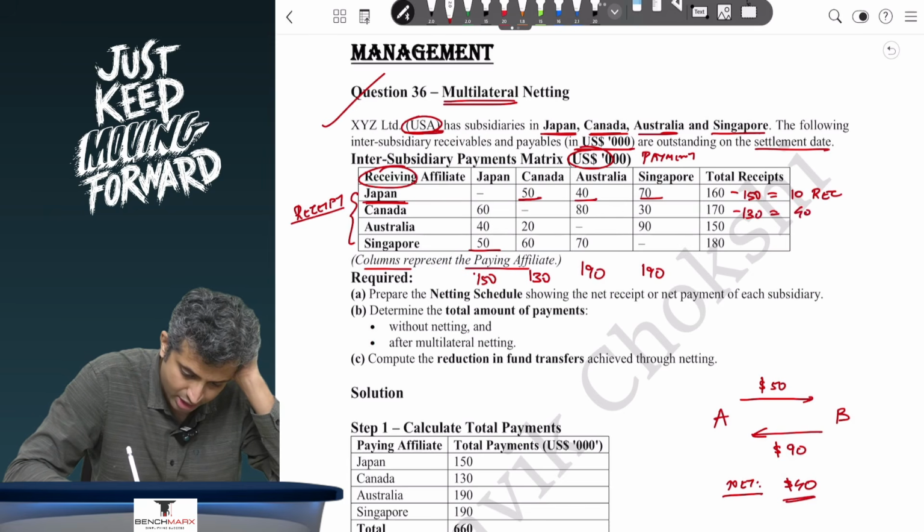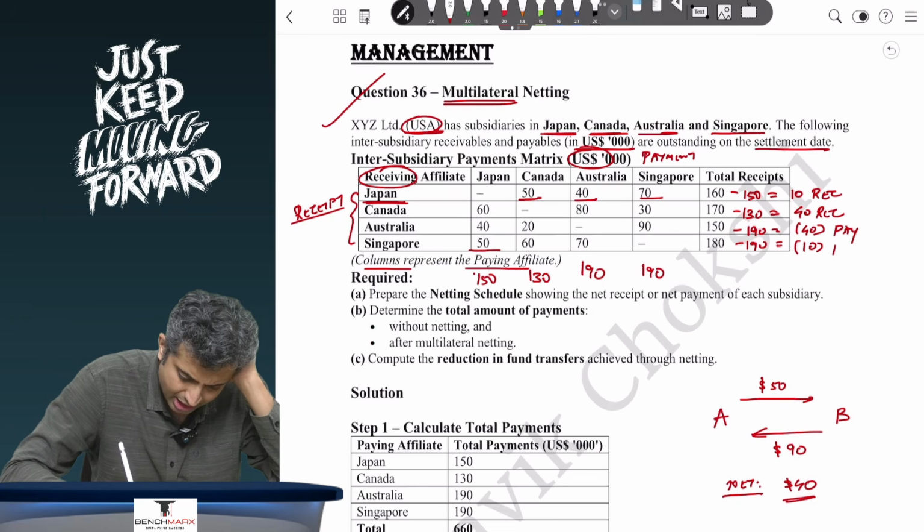So there's a net 40 receipt. The Australian company has a receipt of 150, but it has to pay 190, so there's a net 40 payment. The Singapore company has to pay 190, receiving 180, so there's a net 10 payment.